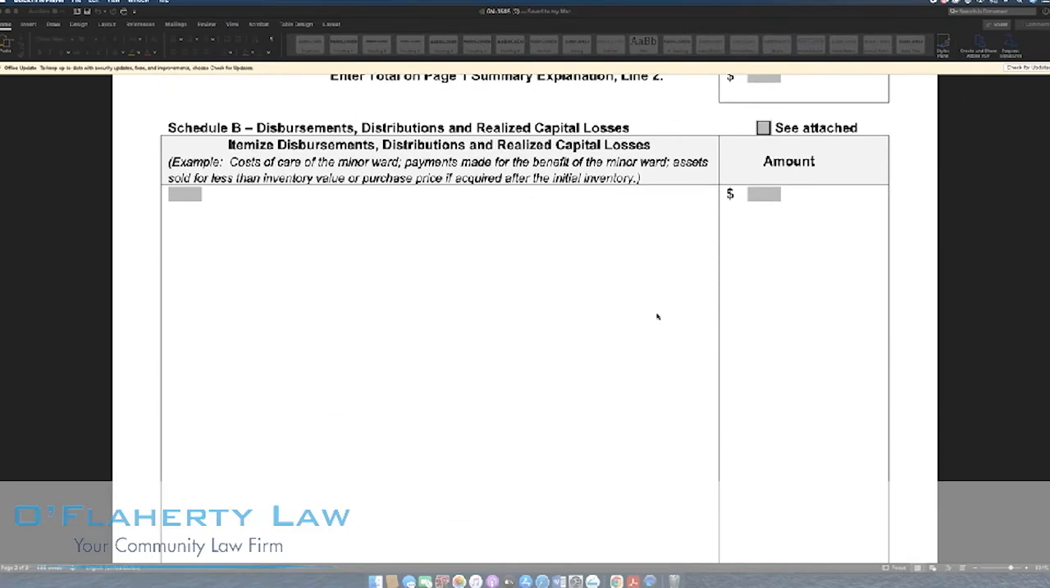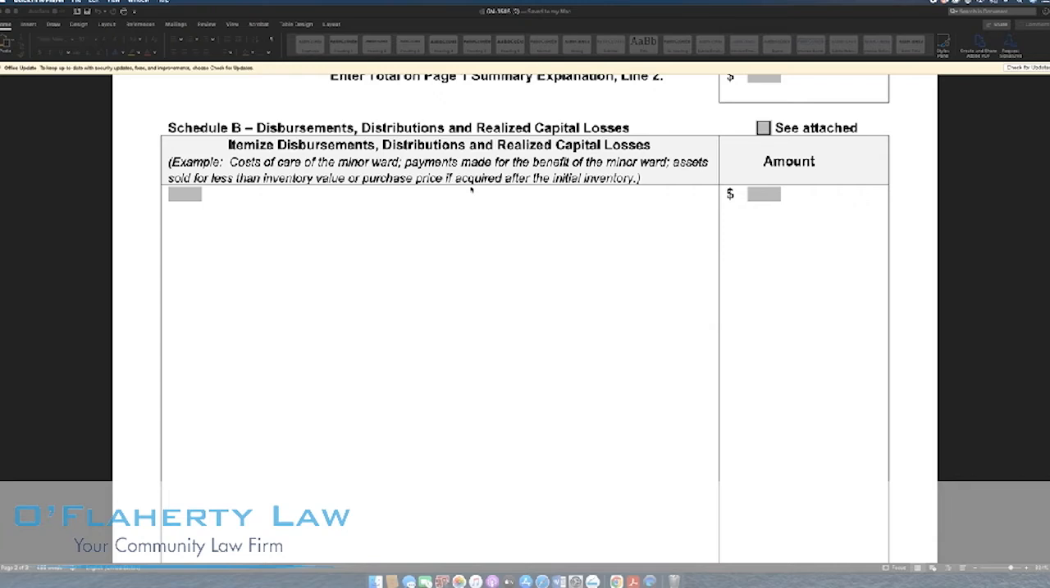Next, as we discussed earlier in the form, is Schedule B, disbursements, distributions, and realized capital losses. So, as we discussed, costs of care of the minor ward. Like I said, you went out and bought the minor ward's school clothes. That is something that can come out of their estate account. That's fine. Costs of care. Payments made for their benefit. Assets sold for less than inventory value or purchase price if acquired after the initial inventory.